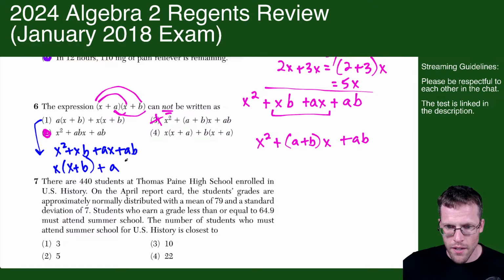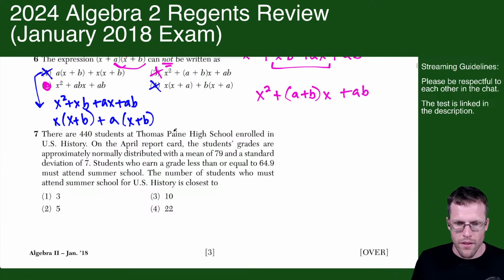Plus I could take out an a and I'm left with x plus b. And then I could just flip these two. That's why this is not it. And then something similar eliminates this one. Alrighty?